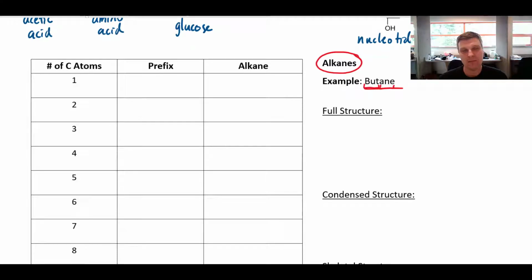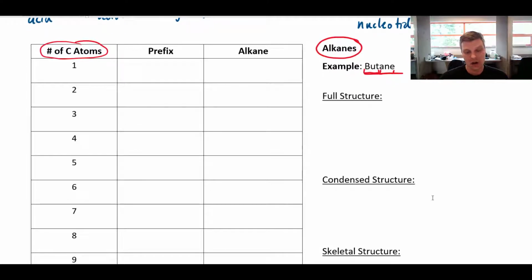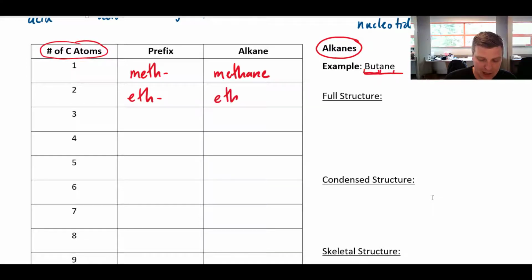So basically the prefix is going to tell us the number of carbon atoms. For example, if there's one carbon, we'll use the prefix meth, as in methane. And so methane is a one carbon chain. If I have two carbons in my chain, then that would be eth, as in ethane.